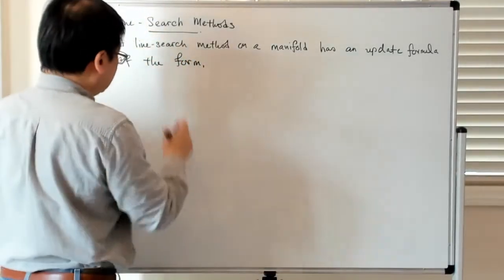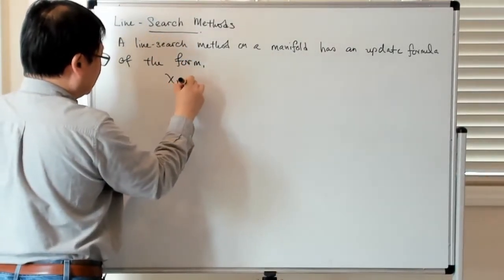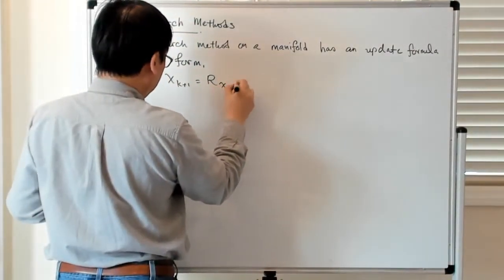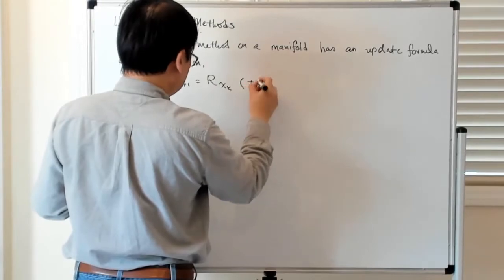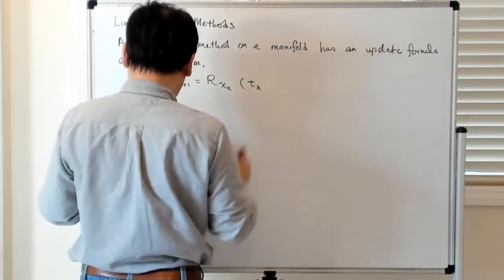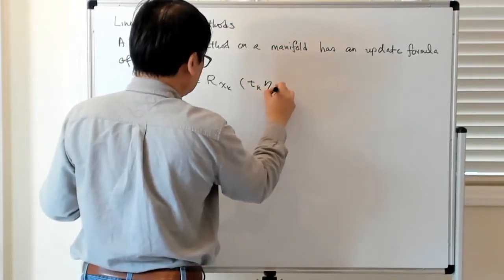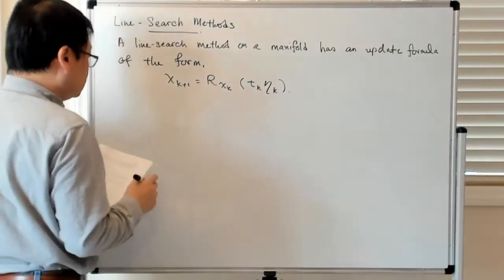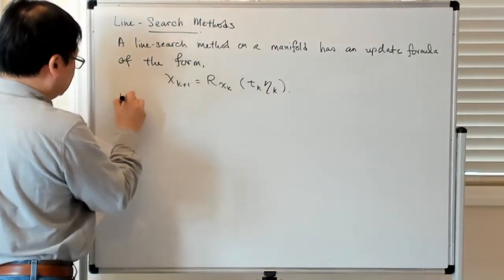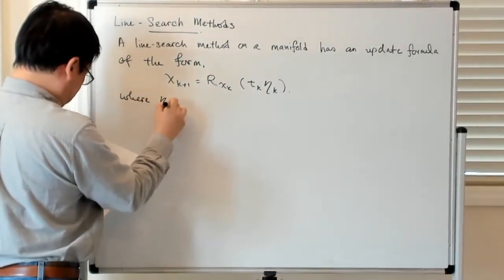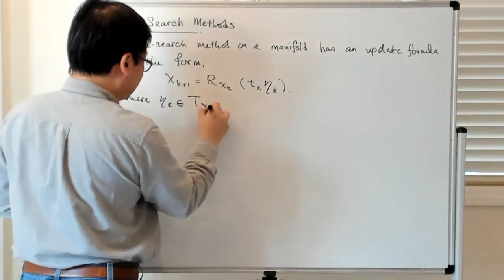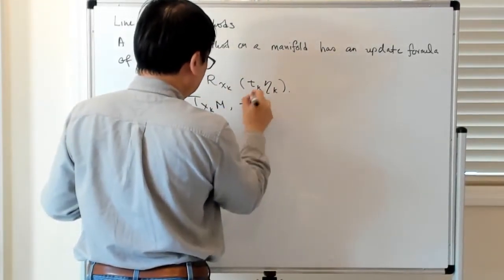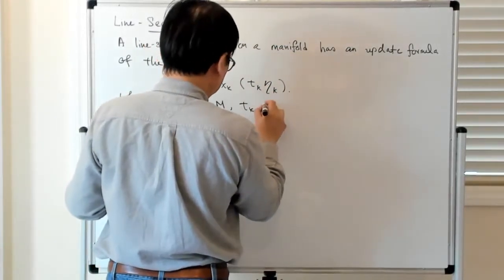So the new candidate point is equal to the retraction based at the old point x_k applied to some step size, if you will, time step t_k, and some search direction eta_k. So you have a search direction, which is in the tangent space at x_k to M, and you have some scalar, which is a time step.